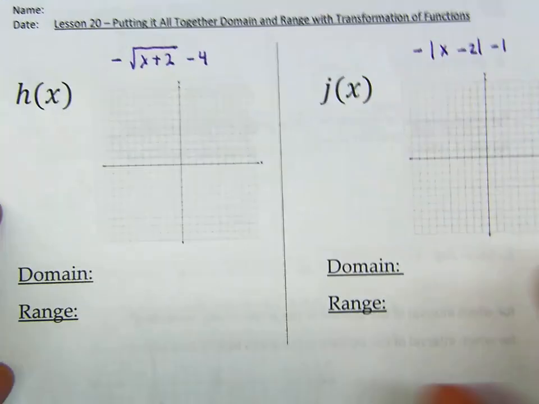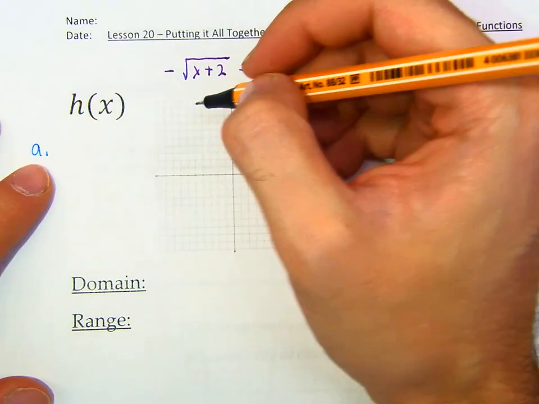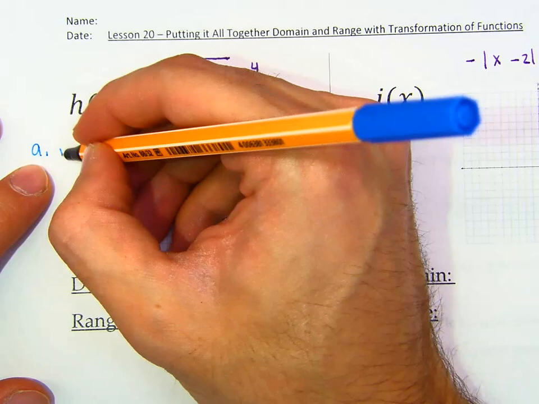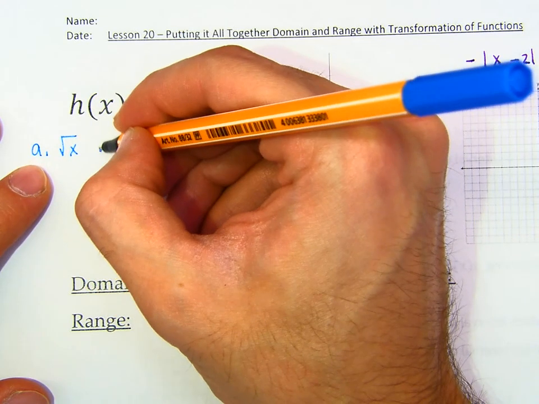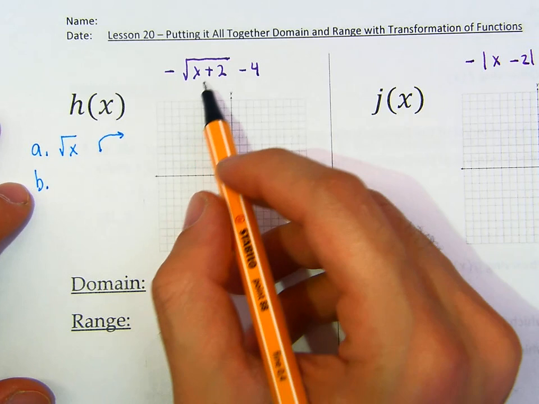Okay, so h(x), this one. Here, what's the original parent function? The original parent function is the square root of x. And how does that look? It looks like this. Okay? And let's take a look at how it's being transformed.